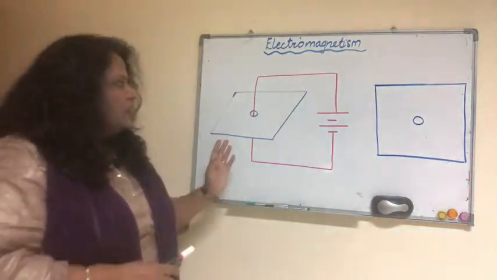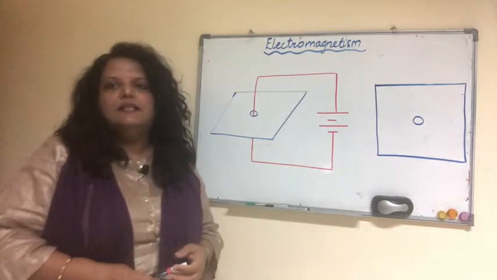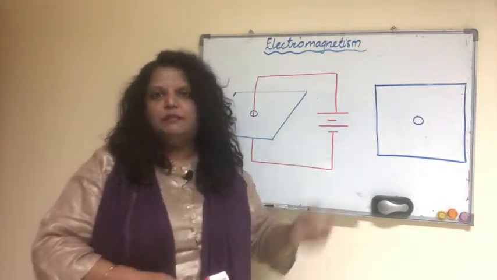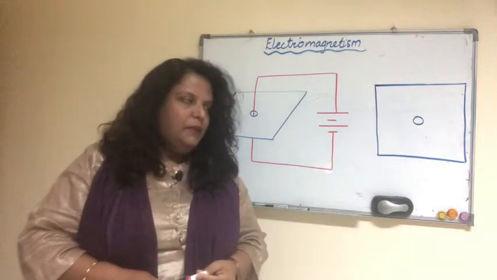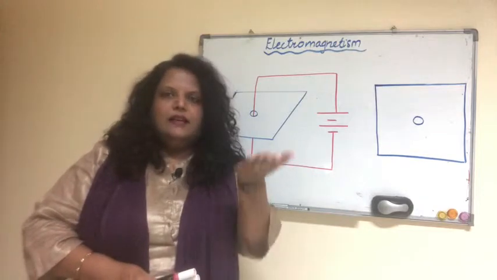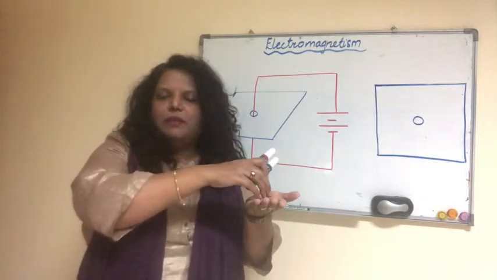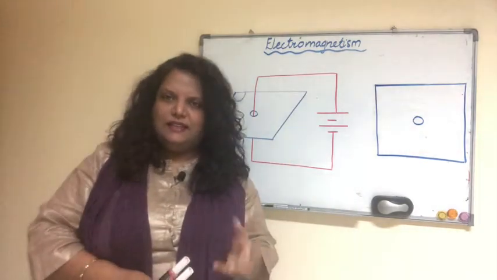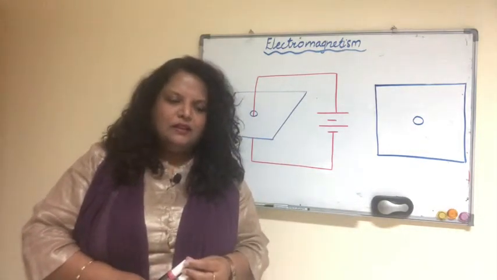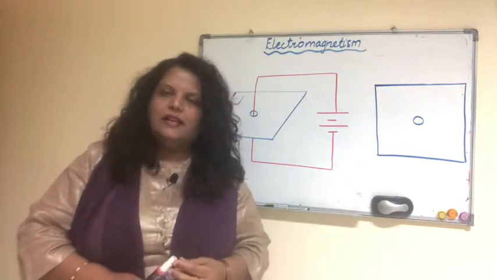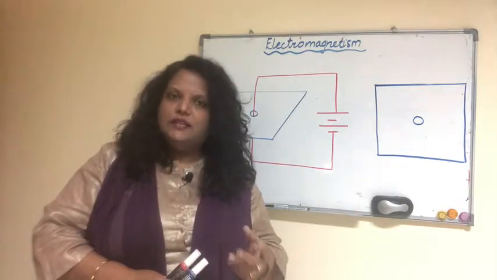All right, now here what I have drawn, the red mark is showing an electrical connection with a power supply. This power supply is a DC power supply, and this blue color represents a card that's kept horizontal so that the wire passes through a hole in the card. This arrangement is to demonstrate that there is a magnetic effect that exists around a wire when it is carrying a current.